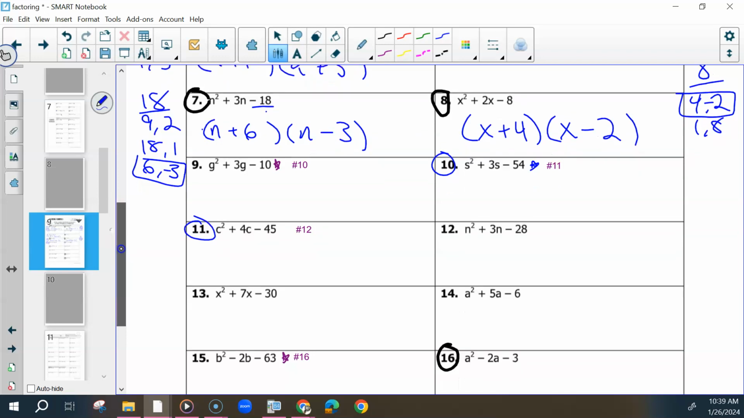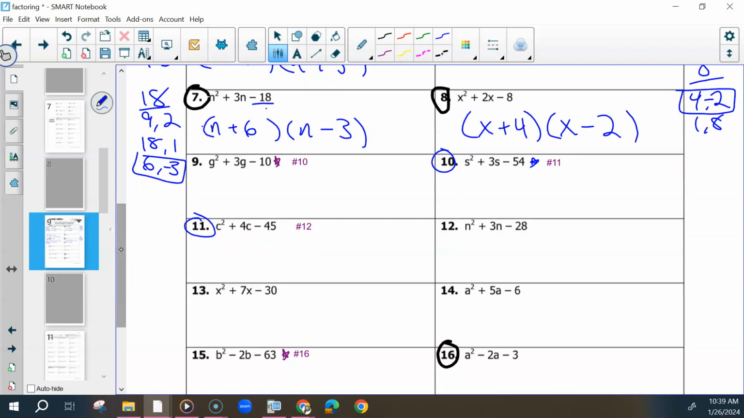So let's start with 10. Let's think about the factors of 54. If you aren't sure, start dividing in your calculator. 54 divided by 2, divided by 3, by 4, by 5, keep going. 6 and 9. 54 divided by 2 is 27. And 3.